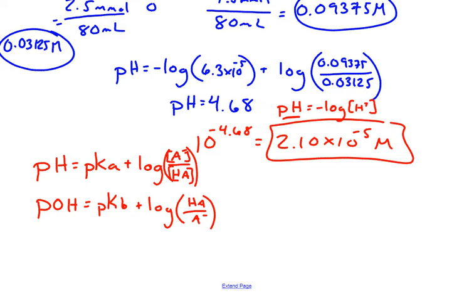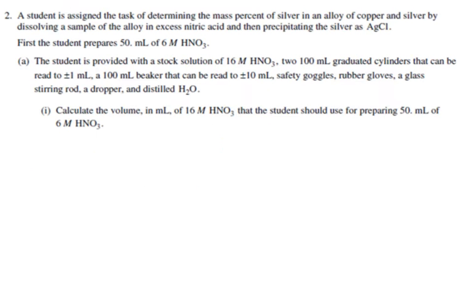All right. We're going to shift gears to a little bit of a laboratory problem. You can ask questions whenever you'd like, please, as we go. So here we go. A student is assigned the task of determining the mass percent of silver in an alloy of copper and silver by dissolving a sample of alloy in excess nitric acid and then precipitating silver as AgCl. What does that mean? It's basically I'm trying to get the silver out using a precipitate. So all of the silver is going to be a solid. So then I can figure out from that solution how much silver was in it.